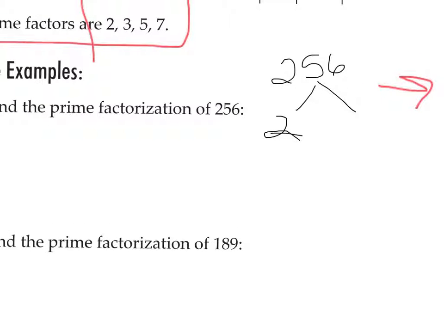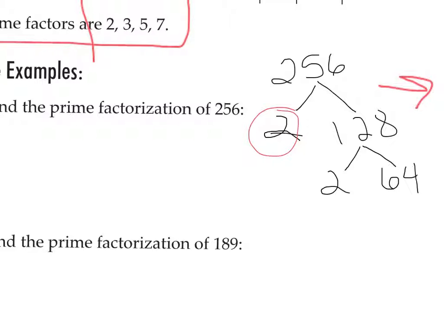Pen's not working, 128. And then we're asking ourselves, are either one of these prime numbers? Well, I know that 2 is a prime number, so I don't have to break the 2 down any further. But I know 128 is not. So 128 is also 2 times 64. Well, again, 2 is a prime number, but 64 is not.